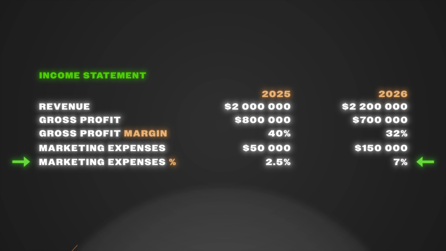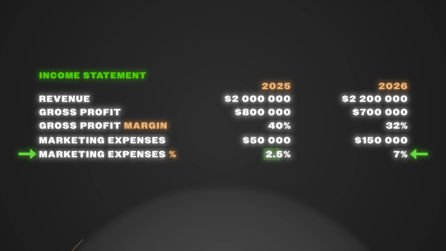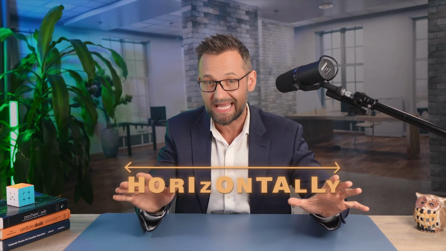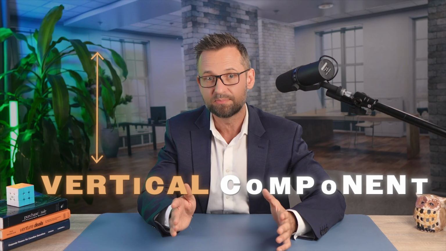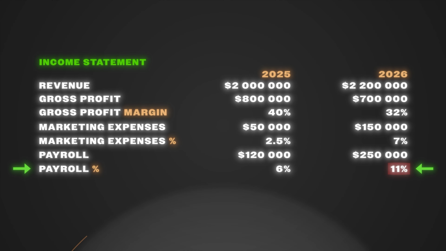Marketing expenses made up almost 7% of revenue this year, which is on the higher end of the industry range for a company of his size. Last year, it was just 2.5%, and historically, Joe never spent more than 5% of revenue on his marketing efforts. As you can see, you're not just looking at revenue or marketing horizontally anymore. You now add a vertical component to the analysis. Payroll also grew to about 11% of revenue from 6% a year ago, which also looked like an outlier.